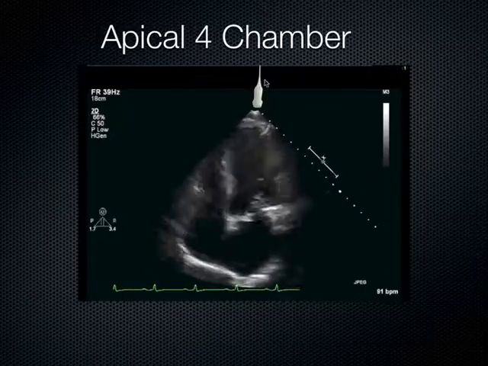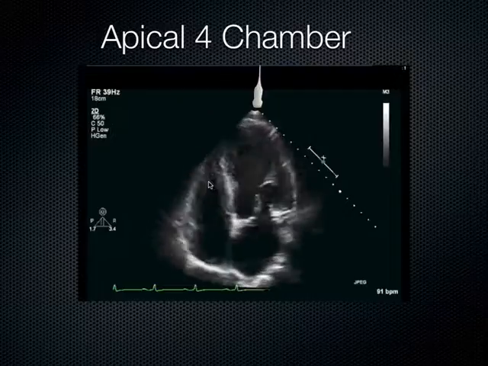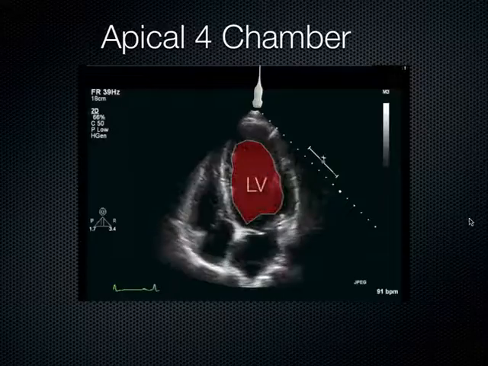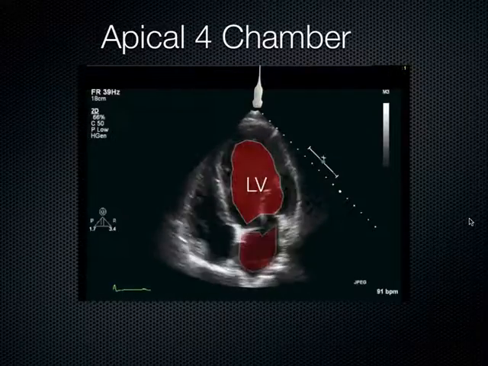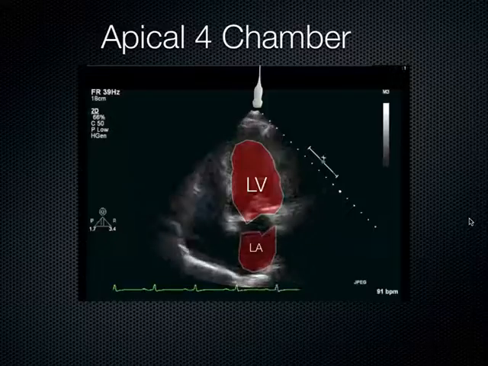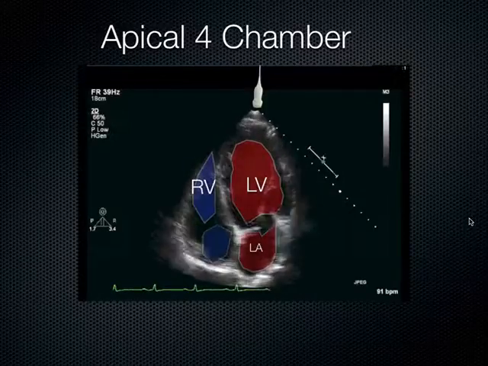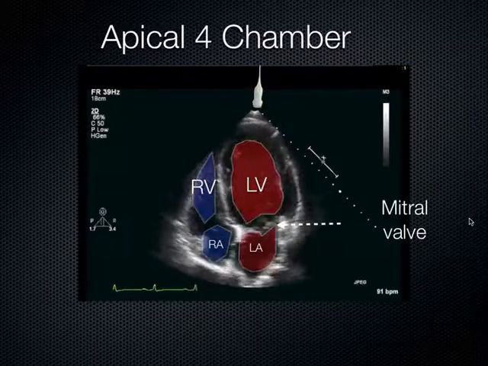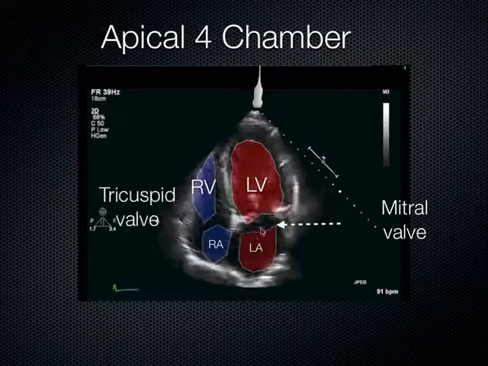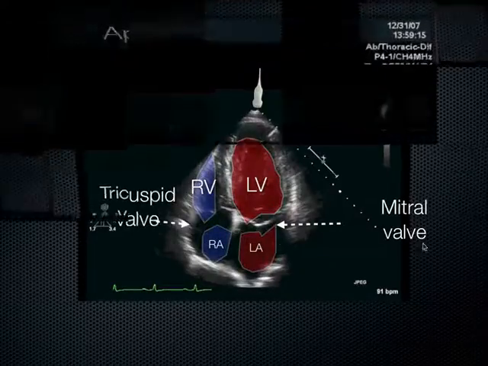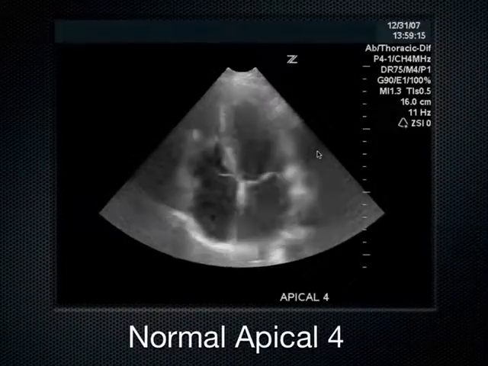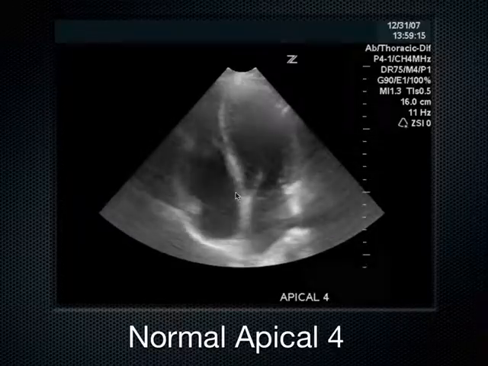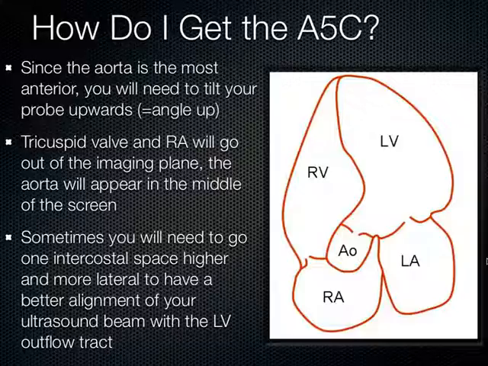And this is the actual sector. We can see it from the top of the screen: LV, RV, LA, RA. You can see these labels come along now. The left ventricle, the left atrium, the right ventricle, and finally the right atrium. Mitral valve is on this side, tricuspid valve on that side. Just another normal apical 4-chamber view. Here's the LV, RV, LA, RA. Septum is up here. Mitral valve, tricuspid valve.